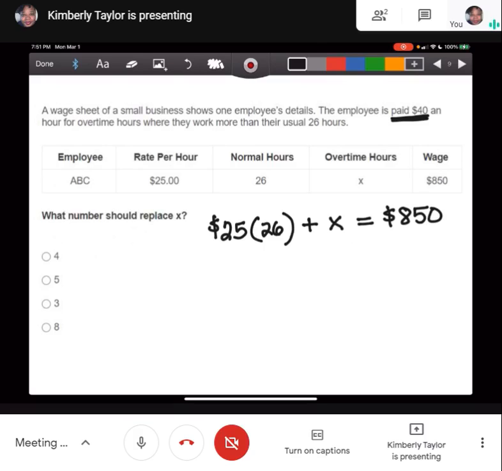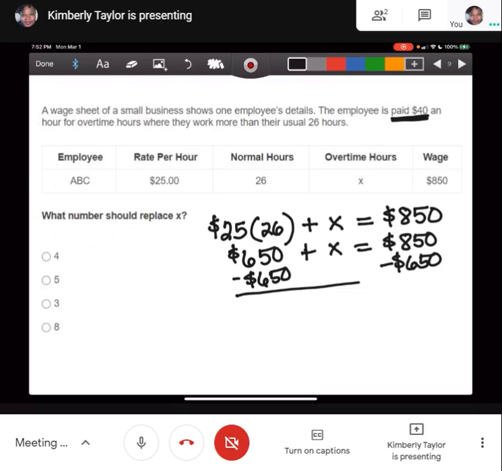So we need to figure out how many hours was the overtime. Let's do the calculations. $25 times 26 hours is $650. Plus my overtime money is going to equal $850. Subtract $650 from both sides. You probably can see right now that it's an additional $200, but I'll go ahead and do the math. This will show you further examples of solving equations. So this would be $200. So X is $200, but that does not answer our question.